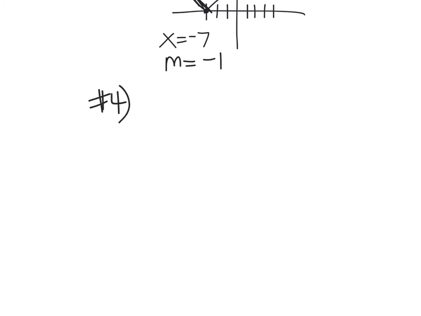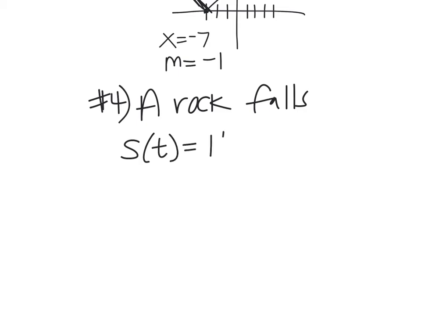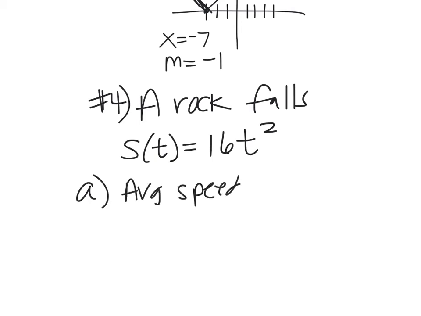an application problem. So it says here that a rock breaks loose from a tall cliff. I'm just going to say a rock falls with this position, s of t equals 16t squared. This is what the book says. All right, we are going to do a few things. Letter A, we're going to find the average speed of the rock over the first 2 seconds.